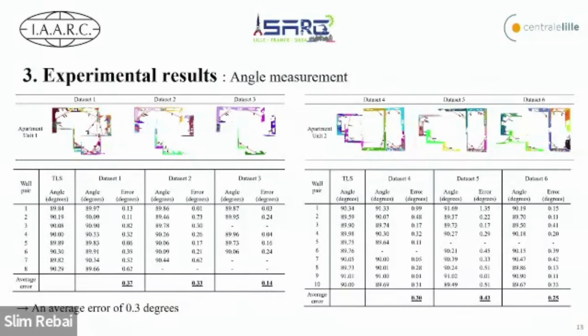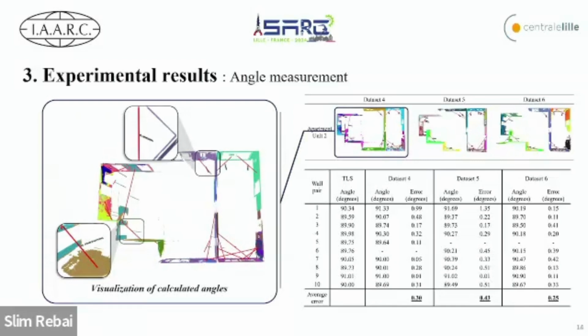In the angle measurement result, here are the calculated angles from TLS data, while these are the angles from RGBD data. You can see that the difference between the calculated angles from TLS and those from RGBD data was really small, showing an average error of 0.3 degrees. Here you can see that the calculated angles were visualized on the point cloud map in the appropriate locations.